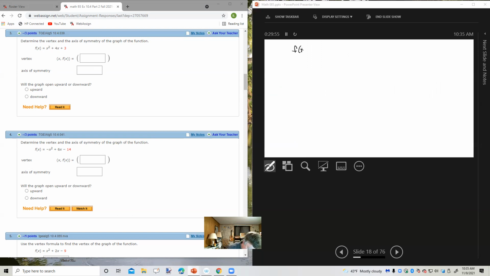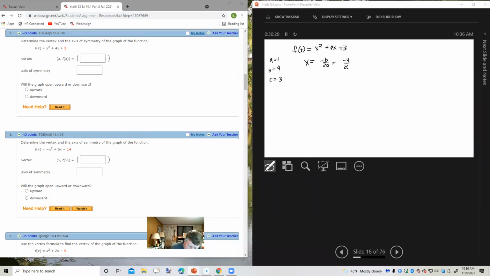It says f of x equals x squared plus 4x plus 3. Okay. It says find the vertex and the axis of symmetry. Well, for this equation, a is 1, b is 4, and c is 3. Even though it asks us to find the vertex first, I'm going to find the axis of symmetry first. So using x equals negative b over 2a, that would be negative 4 over 2 times 1, or negative 4 over 2, or negative 2. So the axis of symmetry is at x equals negative 2.